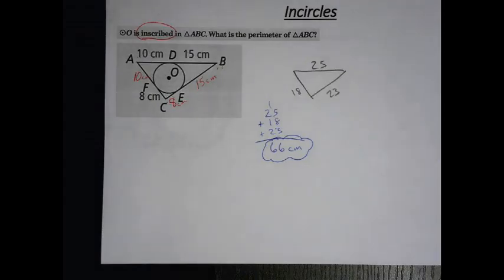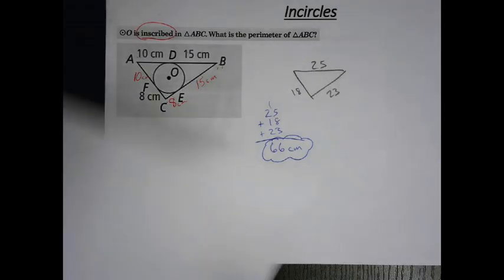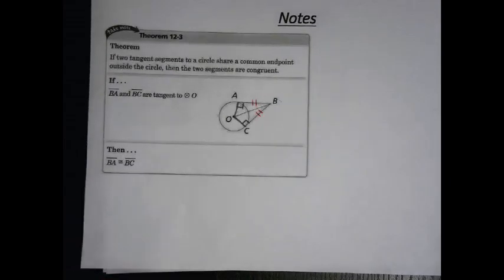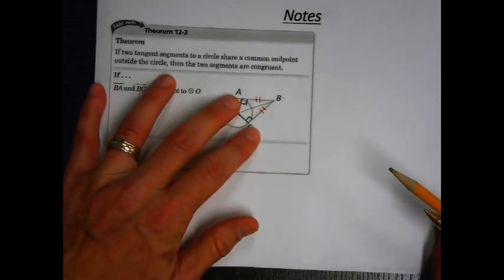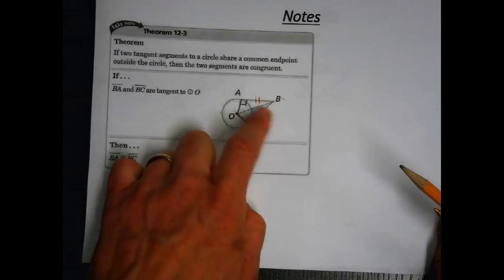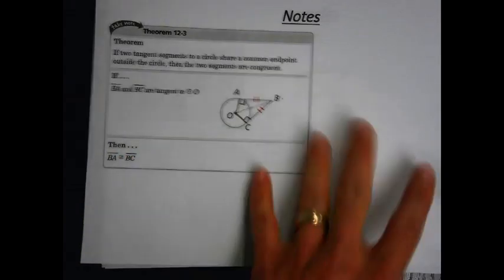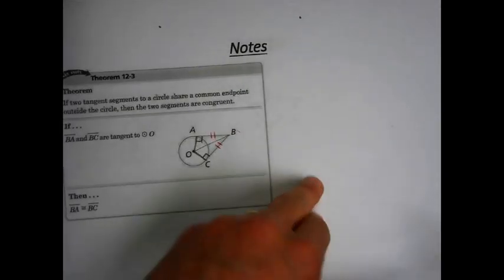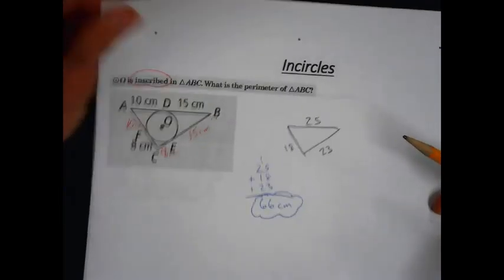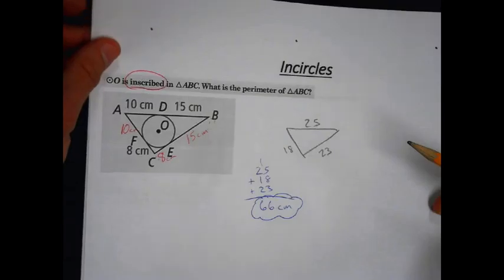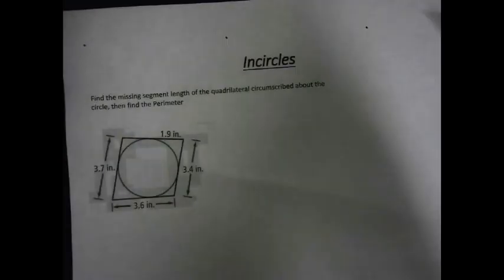So it's all based off of that simple yet complicated note that if two lines are tangent to a circle from a common endpoint, then those segments are congruent. So let's see if we can make this a little bit more challenging, and I bet we can. Yeah, we can. So let's do that. I like making things more challenging.